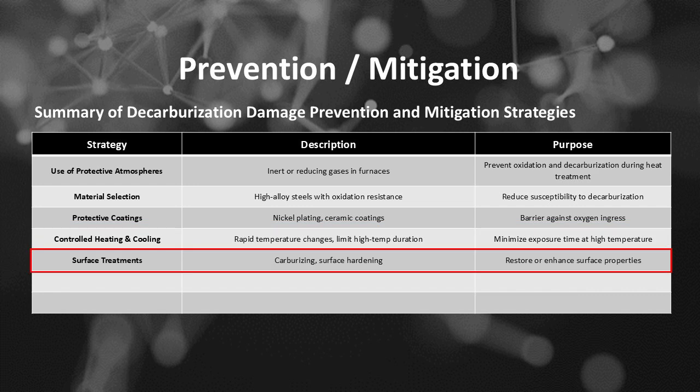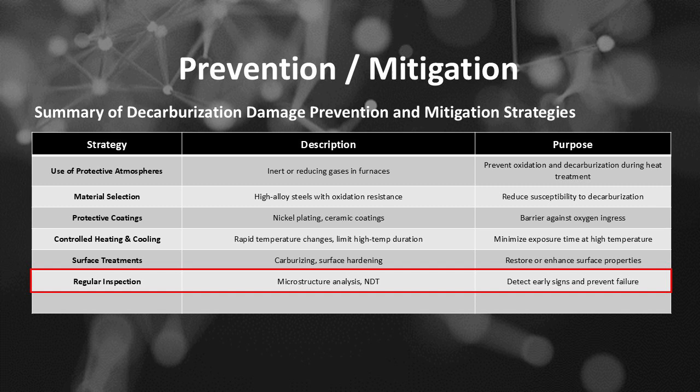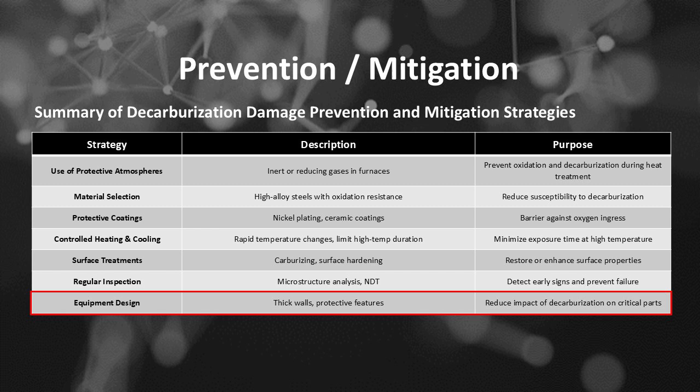If the strategy in use is surface treatments, that is described as carburizing and surface hardening, and its purpose is to restore or enhance surface properties. If the strategy in use is regular inspection, that is described as microstructure analysis and NDT, and its purpose is to detect early signs and prevent failure. If the strategy in use is equipment design, that is described as thick walls and protective features, and its purpose is to reduce the impact of decarburization on critical parts.